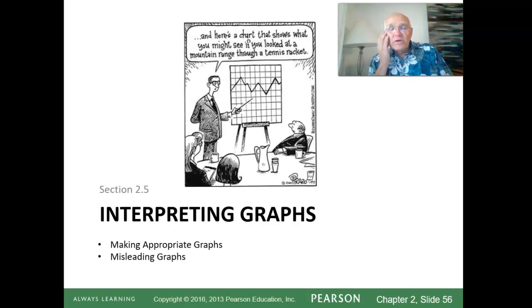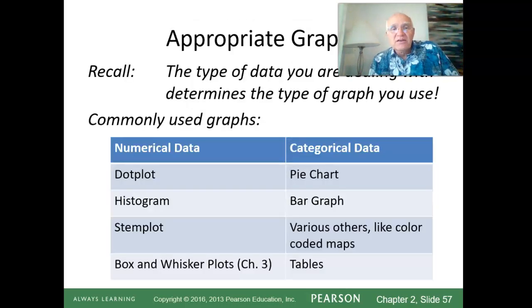Okay, we have one final section here, section 2.5 from the textbook, where we're going to talk a little bit about just picking the right graphs and then interpreting. So for numerical data, we look at dot plots, histograms, stem plots, and similar diagrams, as we call them. And for categorical data, we talk about pie charts, bar charts, and there are some other types of graphs. And then the frequency tables, we've talked about as well. Box and whisker plots, we're going to talk about those in Chapter 3.